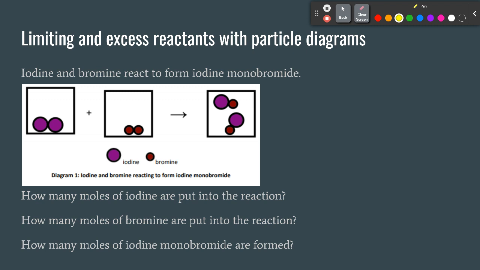Iodine and bromine react to form iodine monobromide. Then you have a bunch of dots and squares, and it looks like a chemical reaction, but we're not quite sure what's going on. Your 3 questions are, how many moles of iodine are put into the reaction? How many moles of bromine are put into the reaction? And how many moles of iodine monobromide are formed?